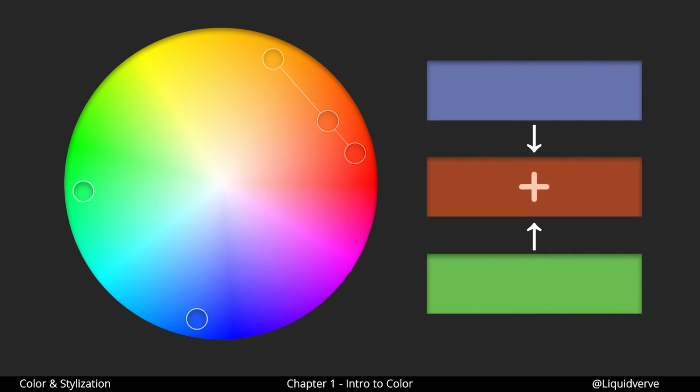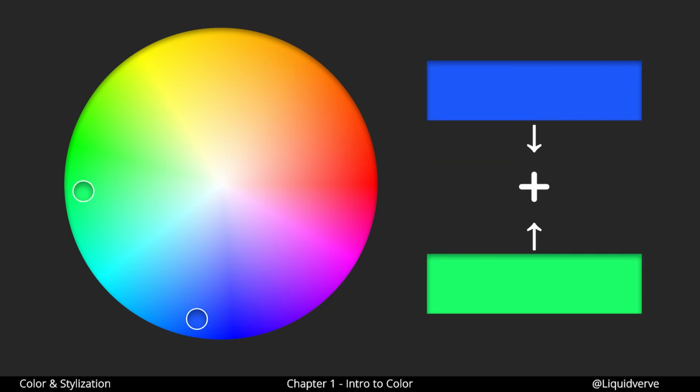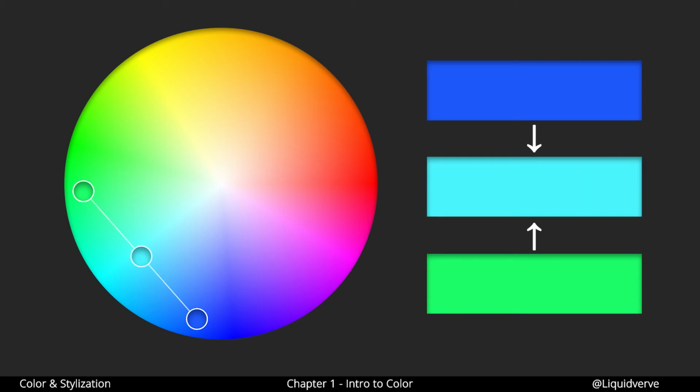Alright, next let's try blue and green. If we combine these two equally, the result will be cyan. If we take blue and just add a little bit of green, we'll slightly go into the direction of cyan, but not quite.